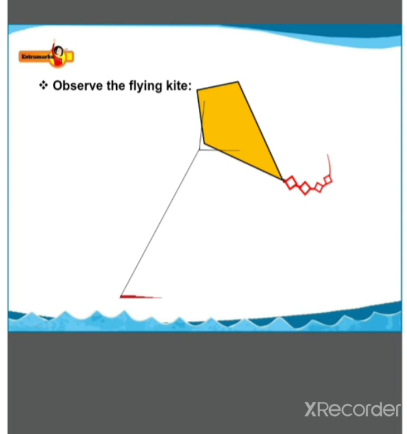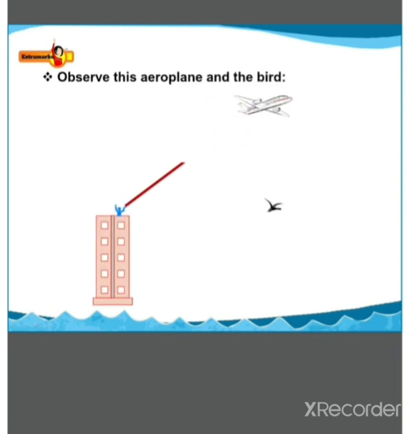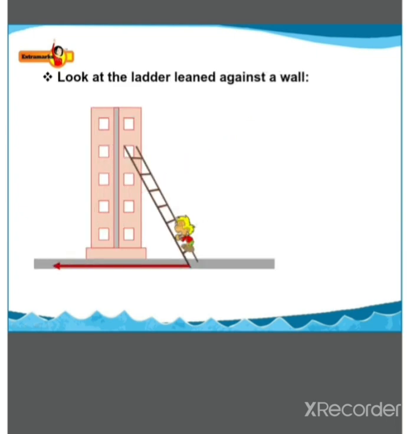Observe the flying kite. Here, an angle is made by its string and the horizontal line. Observe this aeroplane and the bird. Here, an angle can be observed as well. Look at the ladder, which is kept leaning against a wall. Here too, we can observe an angle.